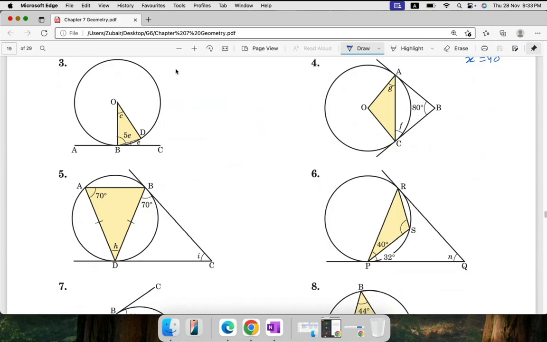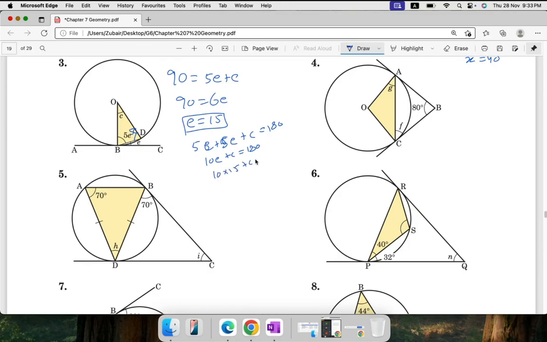Now I'm looking at OBC. OBC complete is 90, and that is equal to 5E plus E. So 90 is equal to 6E. 90 divided by 6 is 15. E is equal to 15. Now we already have that OB is radius, OD is radius, so this is also 5E. That is 5E plus 5E plus C is equal to 180. E is already 15, so 10E plus C is equal to 180. 15 into 10 plus C is equal to 180. That's 150. 180 minus 150, we're left with 30. C is 30 degrees. Try question number 4.